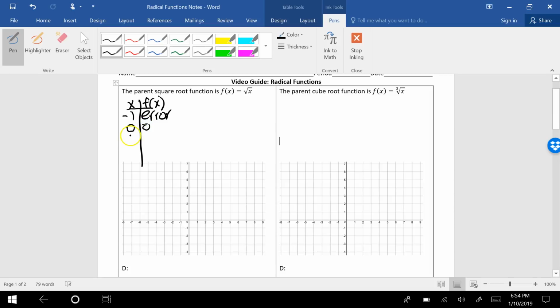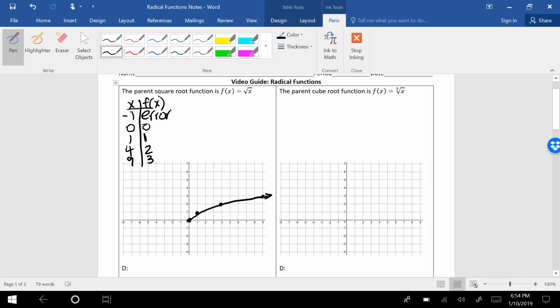0 is 0. 1, because the square root of 1 is 1. 4, because the square root of 4 is 2. And then all the way up to 9, since the square root of 9 is 3. So if I plot those 4 points, then I get 4, 2, 9, 3, and we have our parent square root function.